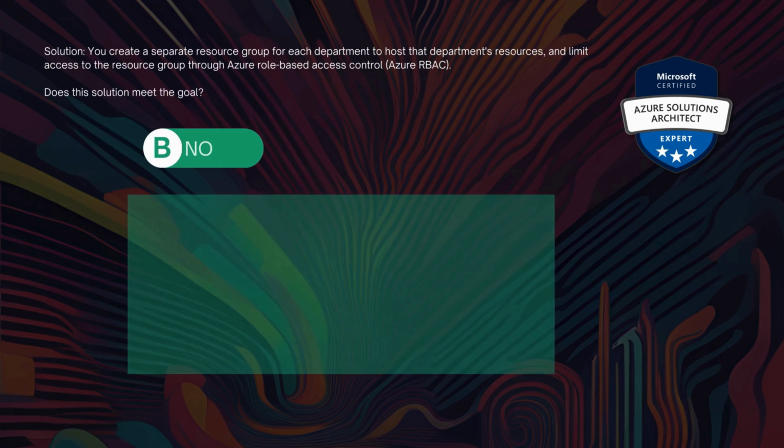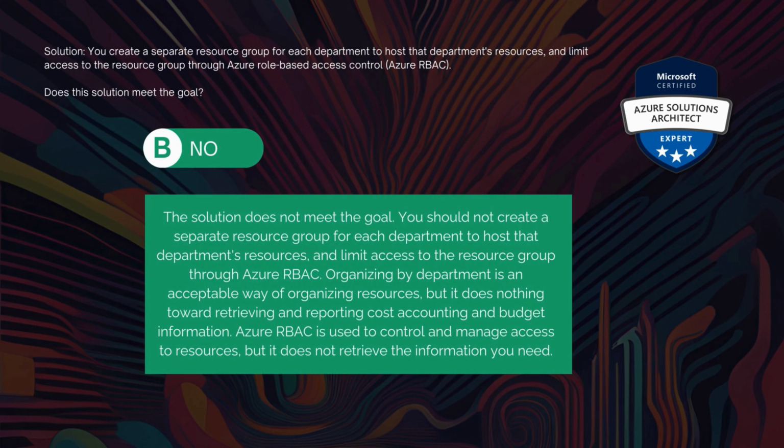The solution does not meet the goal. You should not create a separate resource group for each department to host that department's resources and limit access to the resource group through Azure RBAC. Organizing by department is an acceptable way of organizing resources, but it does nothing toward retrieving and reporting cost accounting and budget information. Azure RBAC is used to control and manage access to resources, but it does not retrieve the information you need.